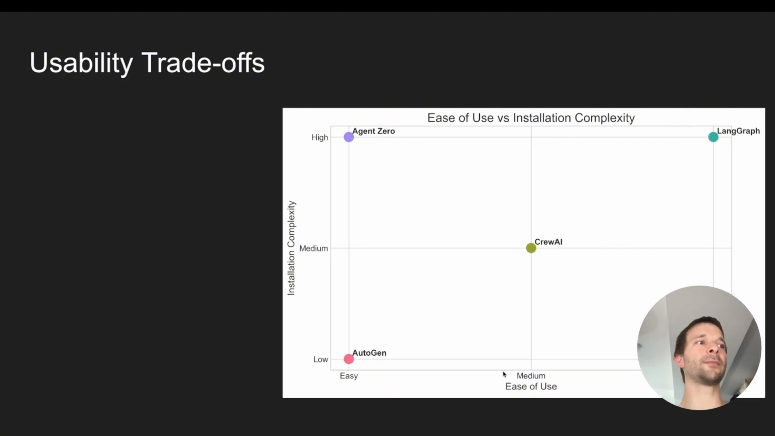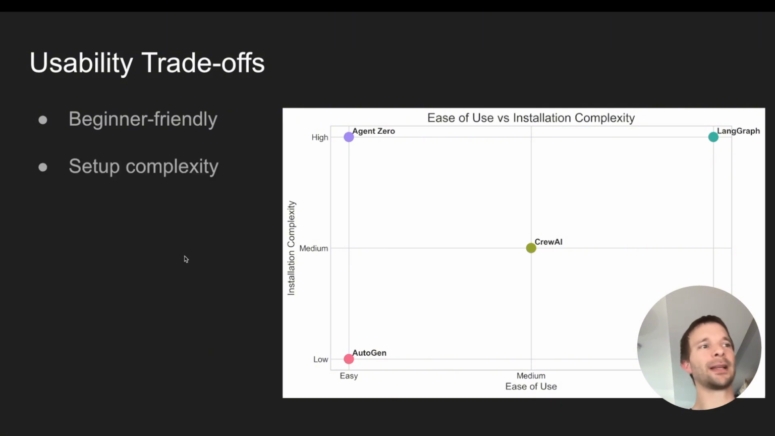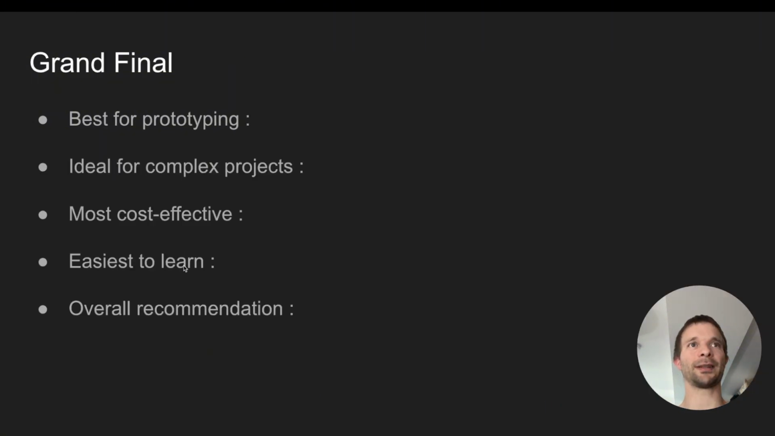AgentZero is very easy to use, but the installation is quite complex because you have to install Docker and the documentation is not that good. And LangGraph, yes, it's not easy to use and the installation complexity is quite hard, because if you want to use their builder, then you have to use Docker too, and for me, for example, it did not work. So yes, the ease of use, of course, is about being beginner friendly, and then we have the setup complexity.